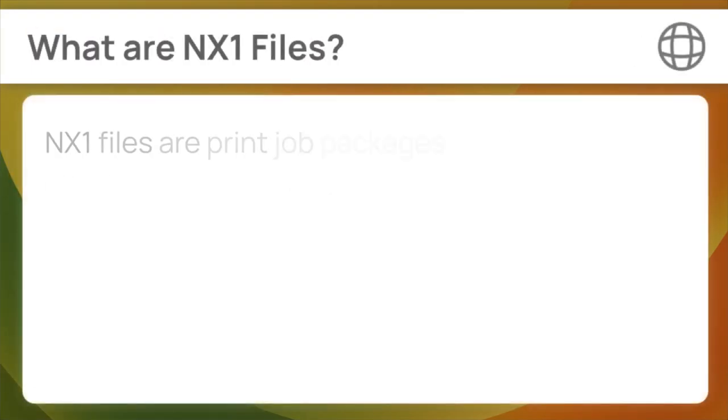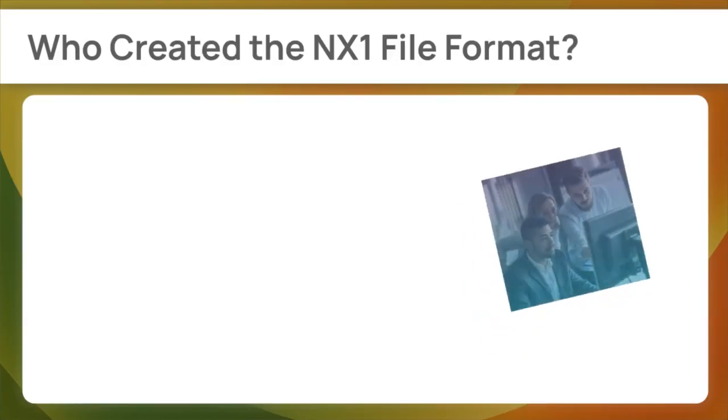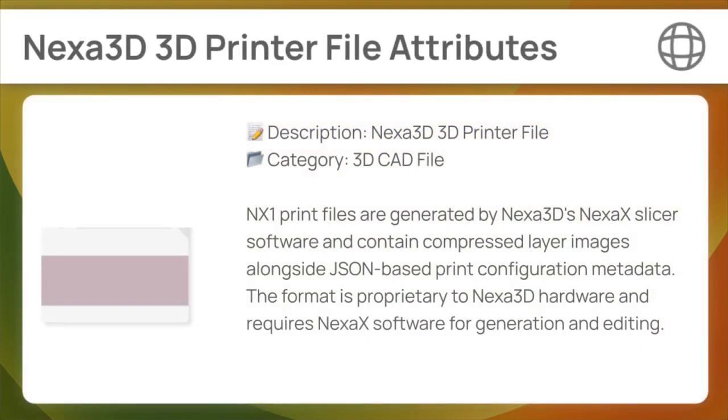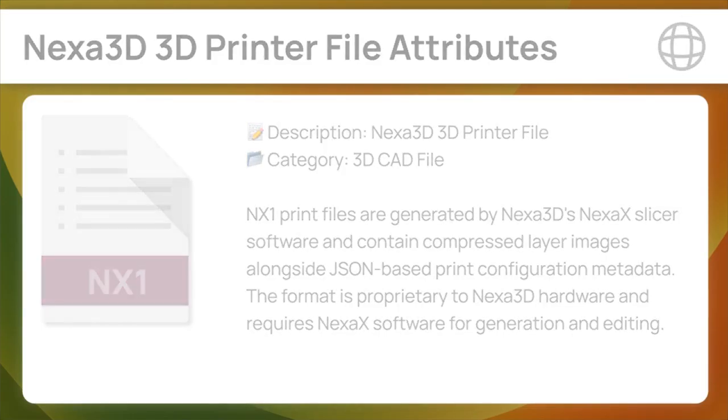NX1 files are print job packages for Nexa3D ultrafast photopolymer 3D printers. They contain sliced layer data, support structures, print parameters, and resin-specific settings optimized for the Nexa3D NXE and XiP printer platforms. NX1 print files are generated by Nexa3D's NexaX slicer software and contain compressed layer images alongside JSON-based print configuration metadata. The format is proprietary to Nexa3D hardware and requires NexaX software for generation and editing.